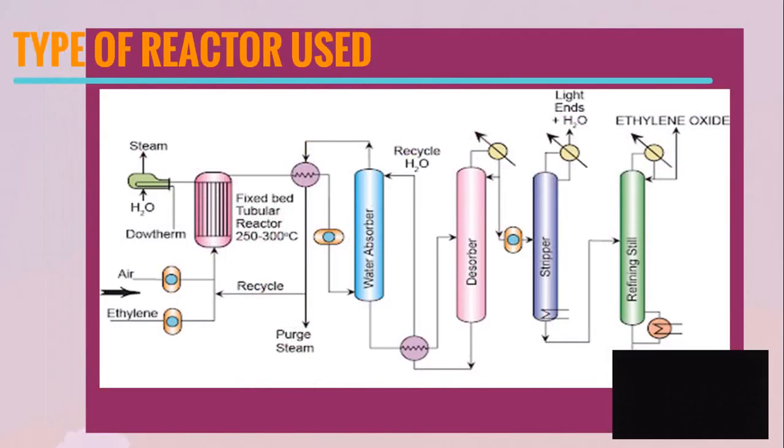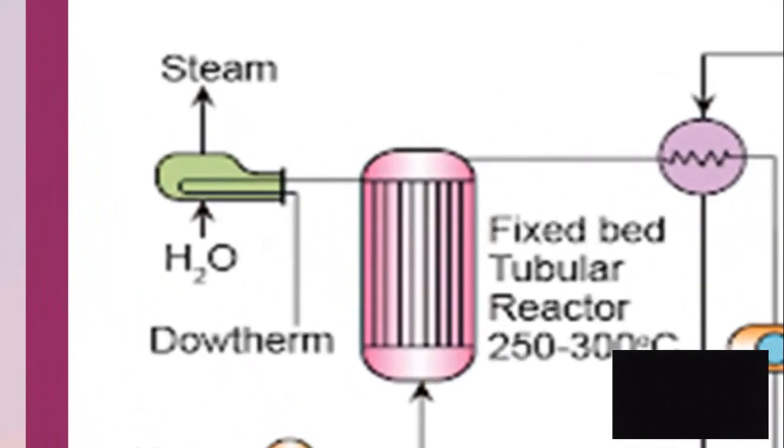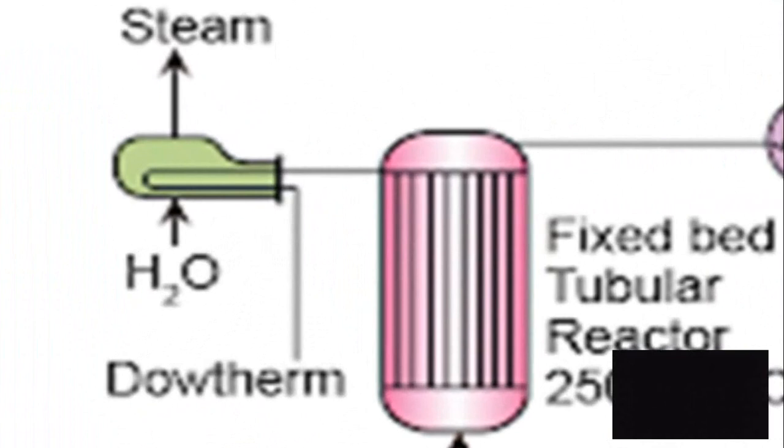Without hesitation, I would like to draw your attention to these visuals. These visuals will enlighten your understanding of how ethylene oxide is produced in the real industry. Air and ethylene gas are compressed before entering the fixed bed tubular reactor, or FBR in short. In the FBR, the feed is heated, vaporized, and superheated.